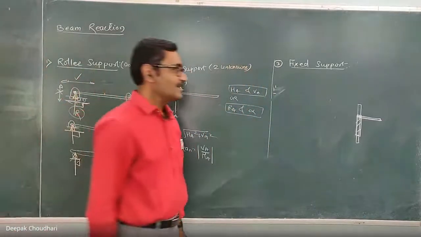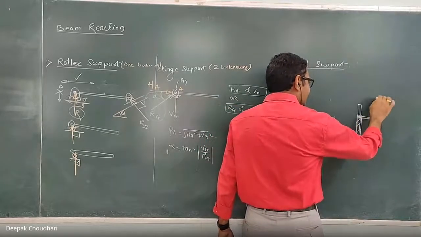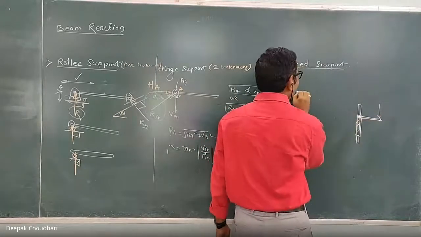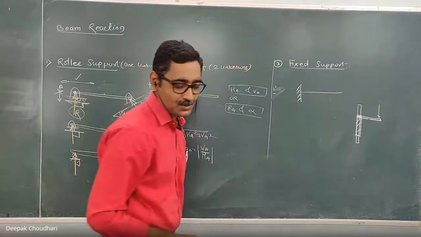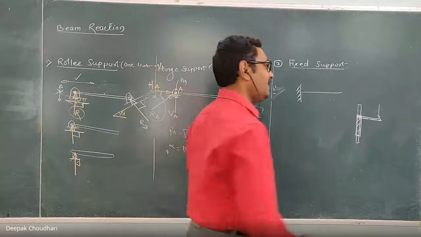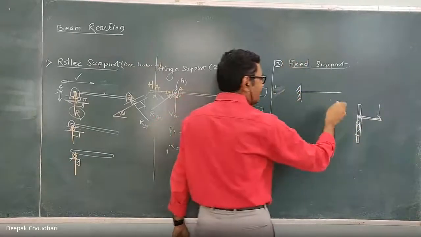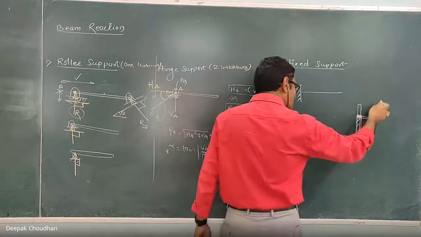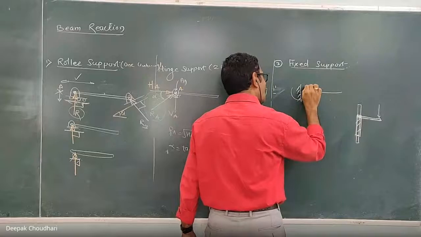Clear? If I apply some force here, it does not rotate. So at the fixed support we represent it like this. This is the representation of the fixed support. Clear? At the fixed support the rotational motion is restricted. And that's why, to restrict rotational motion, this support has to apply the reactive moment.